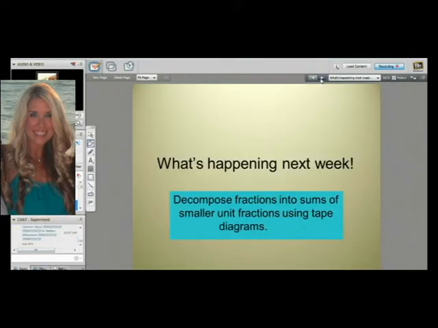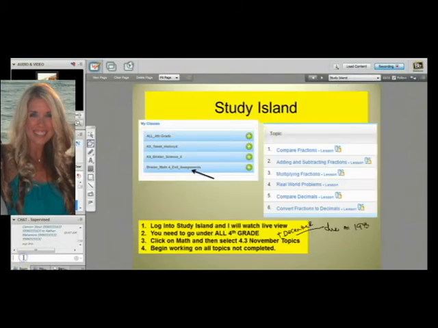So here's what we're going to be working on next week. We're going to decompose those fractions into sums of smaller units using those tape diagrams again. Y'all are going to be tape diagram heroes by the time this is over. I really need you guys going to Study Island and working on your topics for me. And I also have you an exit ticket in there. Remember, they're due on the 19th, okay?